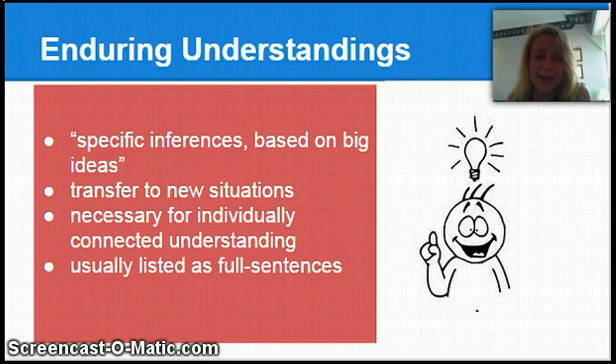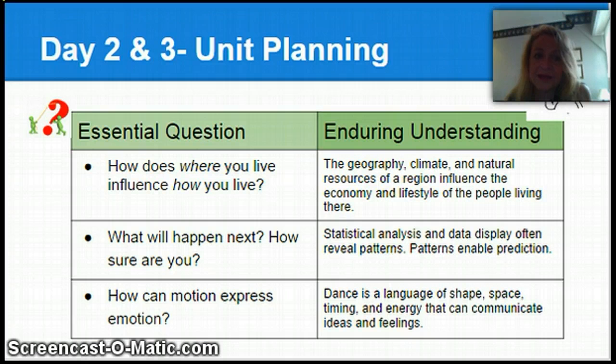Of course, such questions then produce what's called enduring understandings. And both of these ideas are promoted by the creators of this idea, which are Grant Wiggins and Jay McTighe. And enduring understandings are specific inferences based on big ideas. They help students transfer their understanding to new situations. They are essential for connected individual understanding, and they're usually listed as full sentences. Here are examples of essential questions and their ensuing enduring understandings.